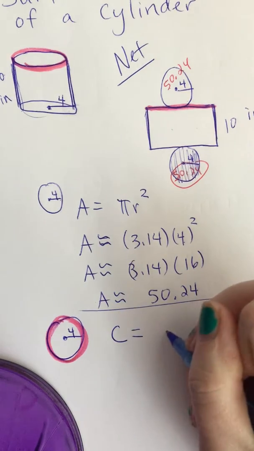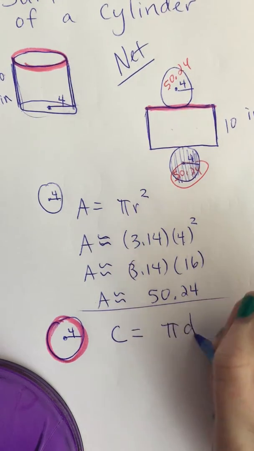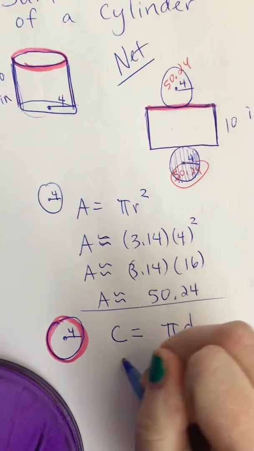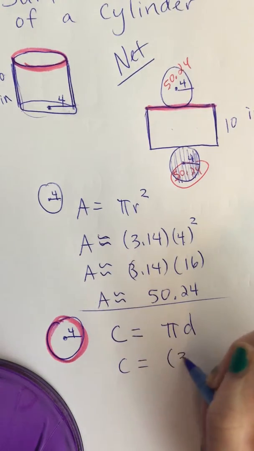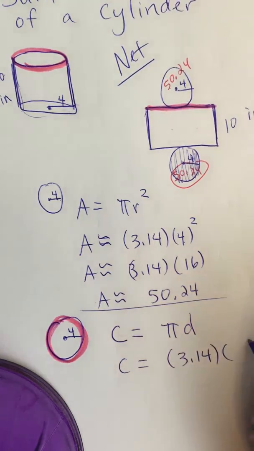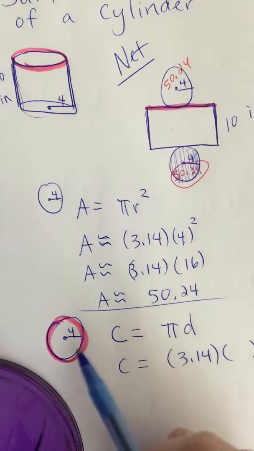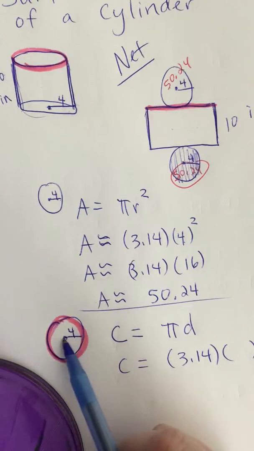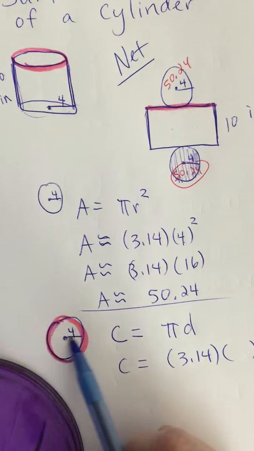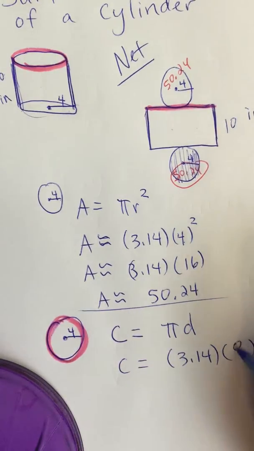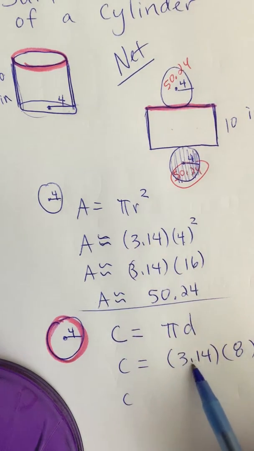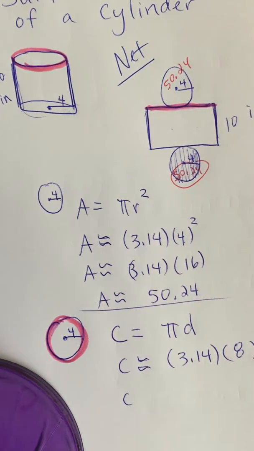New formula: circumference equals pi d. Pi is going to be 3.14, and this time we need the diameter. Well, this is the little radius. It's little. We need the whole thing. So 4 and another 4 would equal 8. So this diameter would actually be an 8. And we estimated again, so I need to make that approximately.